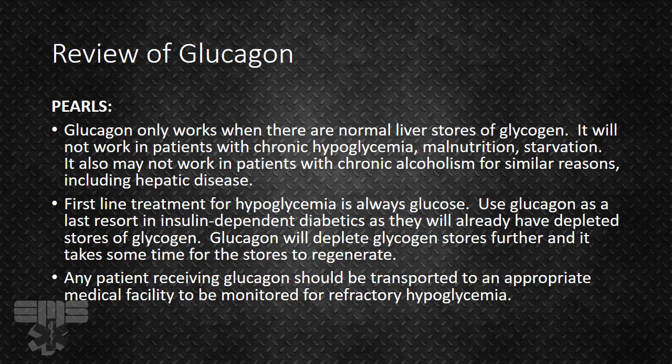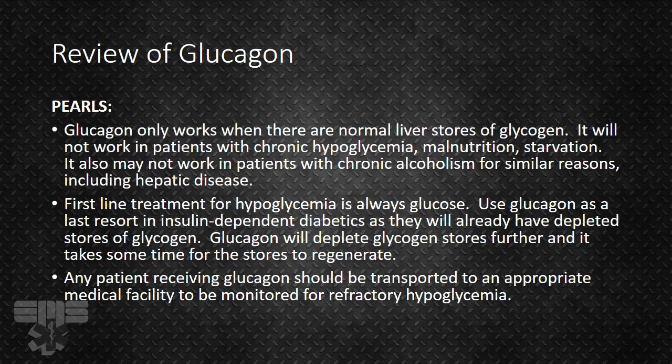Some things to consider when administering glucagon. Glucagon only works when there are normal liver stores of glycogen. It will not work in patients with chronic hypoglycemia, malnutrition, or starvation. It also may not work in patients with chronic alcoholism for similar reasons, including hepatic disease.